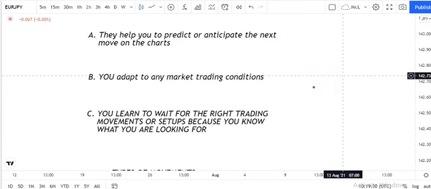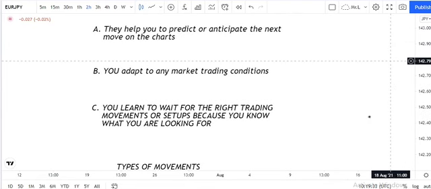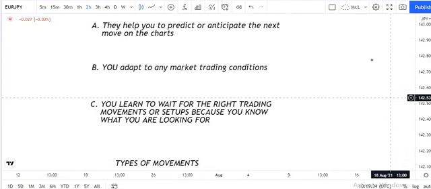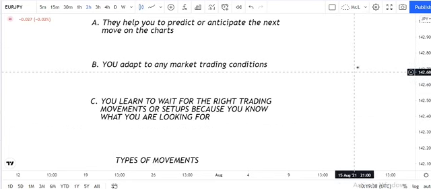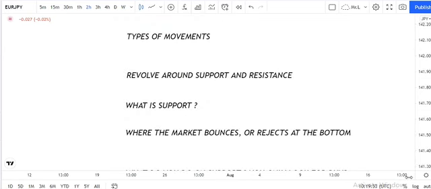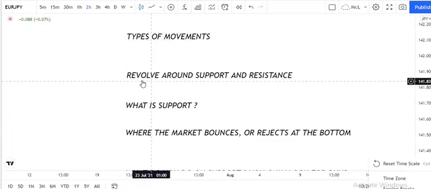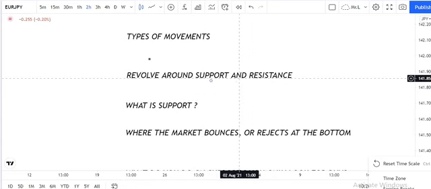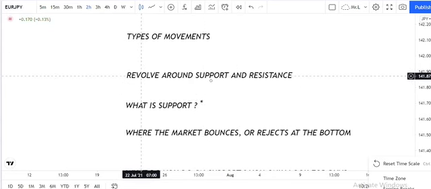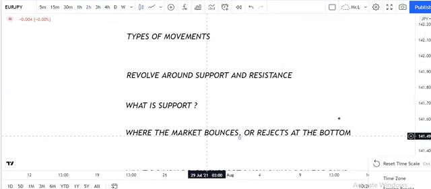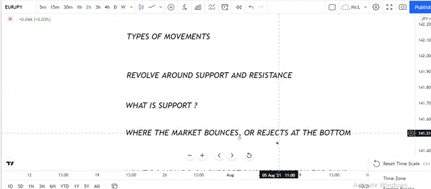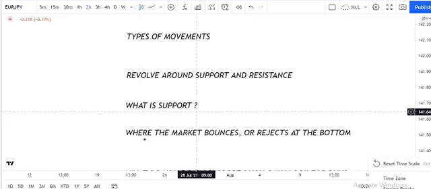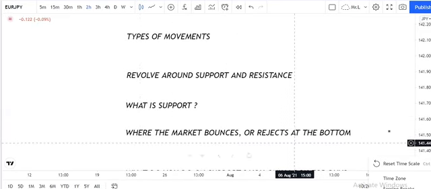And then we have types of movements. Again, we are still covering types of movements. Types of movements revolve around support and resistance. What is support? Support is where the market bounces or rejects at the bottom.